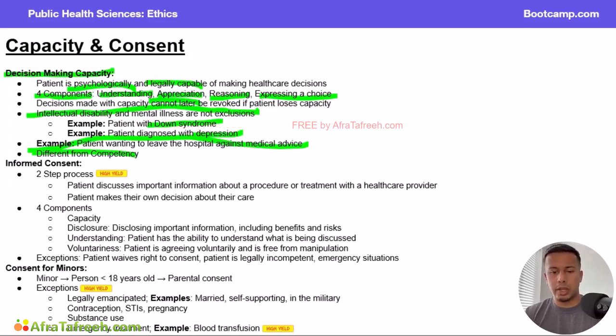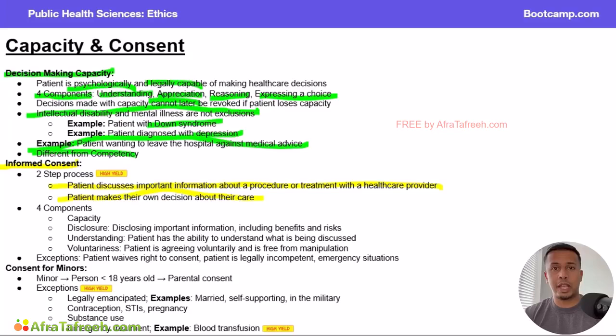The next big thing to know here is informed consent, and the really important thing, that's why I put the high yield button here, this is a two-step process. Step one is that the patient discusses important information about a procedure or a treatment with a healthcare provider. The second step is that a patient makes their decision about their care. Going back to those ethical principles, this is the core of autonomy. Patients need to be able to make their own decisions. And I want to reiterate this again, informed consent is a process. It is not a document, it is not a signature, it is this process right here.